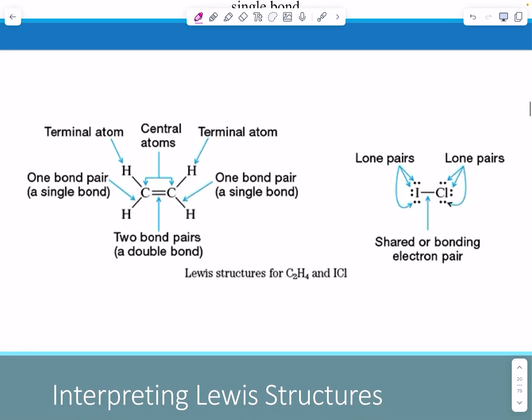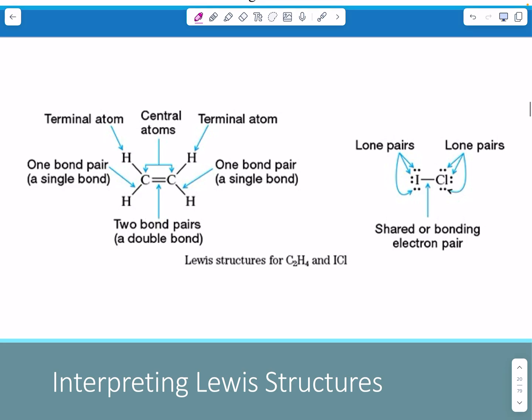All right, so interpreting Lewis structures. Before we begin to draw a bunch of them, let's look at a couple and ask what these things tell us.